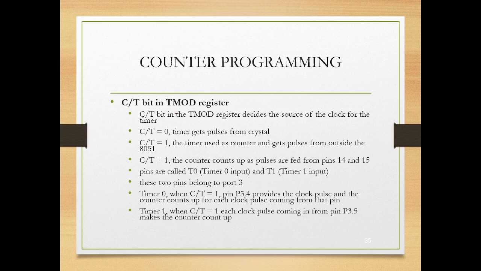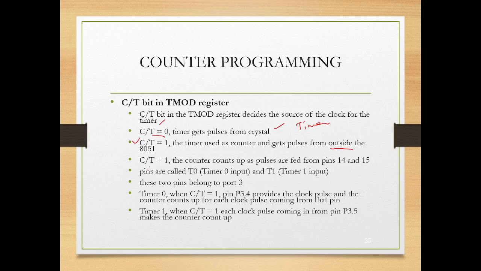The C/T bit in the TMOD register decides what type it is, counter or timer. If you have 0 in this bit, the timer gets pulses from the crystal. That is, it acts as a timer. If you have 1 here, then it is a counter. The counter gets input from an outside device. So it becomes a counter now.